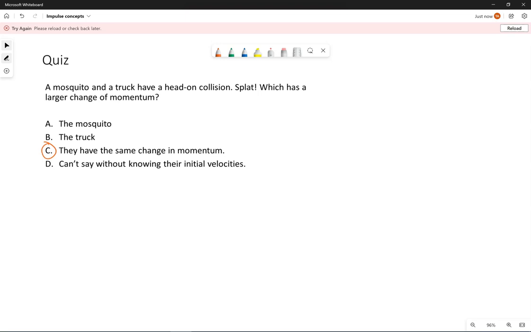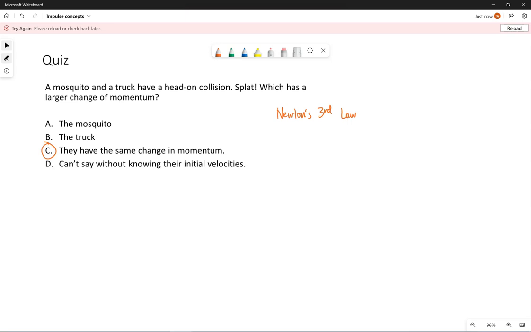So, answer C is correct. You've seen a similar question to this before, only it asked which one experienced the larger force. If you remember, Newton's third law tells us that whatever force the mosquito applies to the truck, the truck applies the same but oppositely directed force to the mosquito.